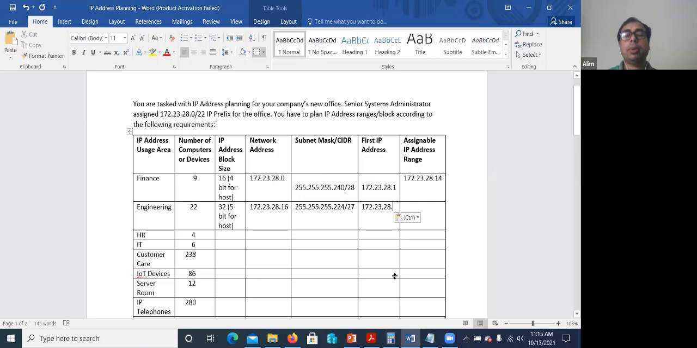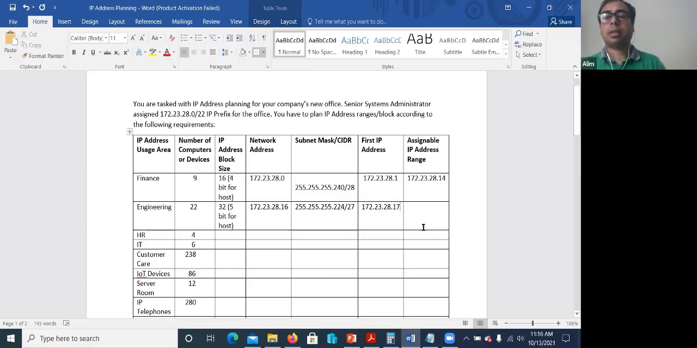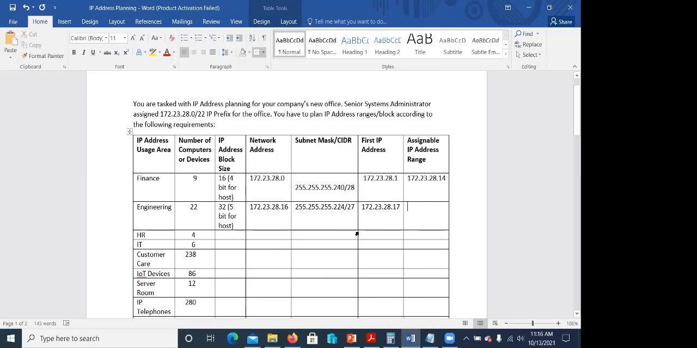What will be the first IP address? Dot 1. Sorry? Sir, 17. That should be dot 17. Right, 17. Nazneen is correct. So there will be IP conflict.